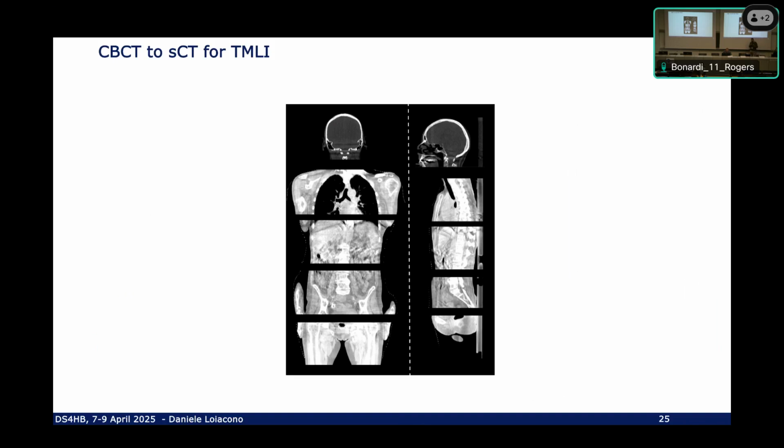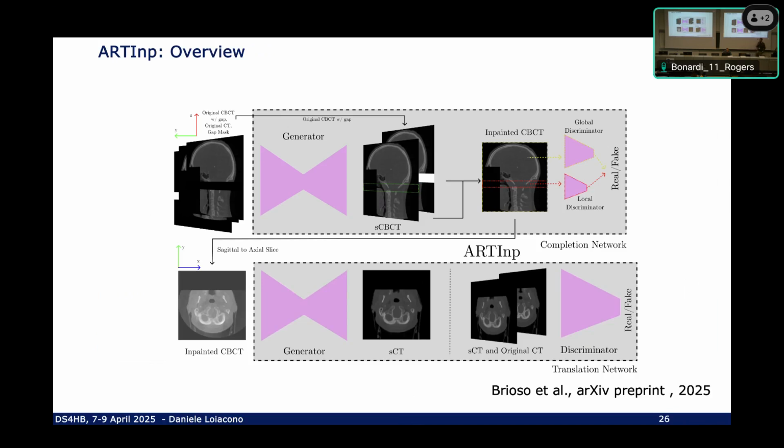This is a quite complex problem, so we started working towards it with a slightly simpler problem. What we did is we focused on the simpler problem of just trying to complete a single cone-beam CT with a missing area, and also transform this cone-beam CT into a synthetic CT. This has been done using this network that you see here.